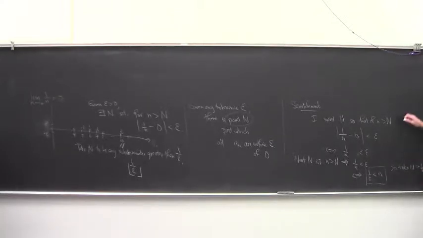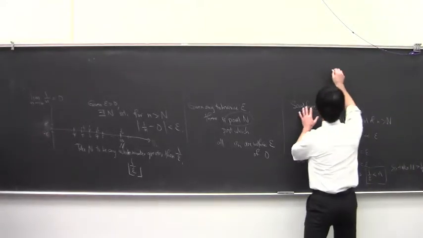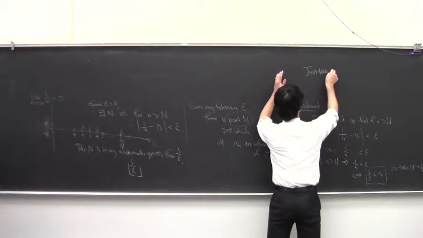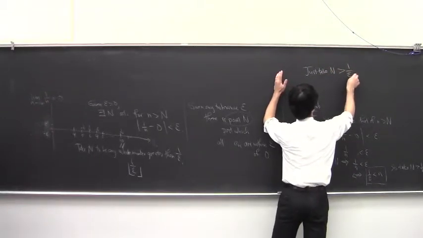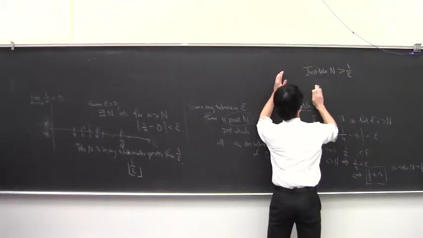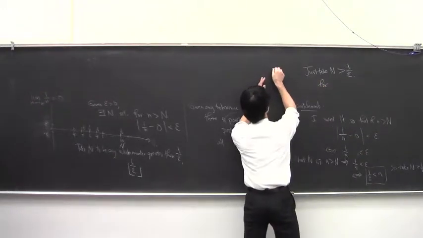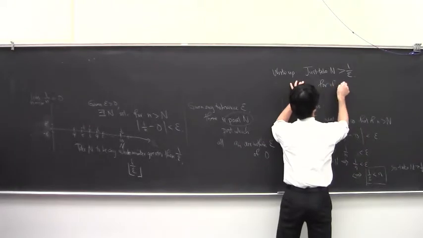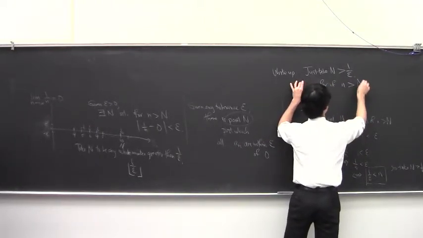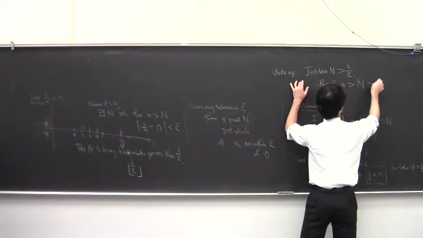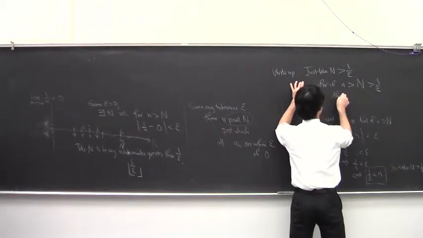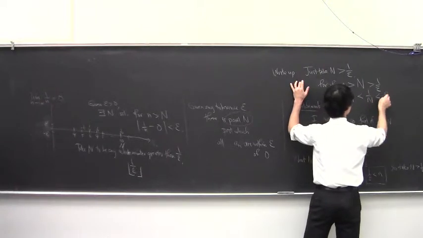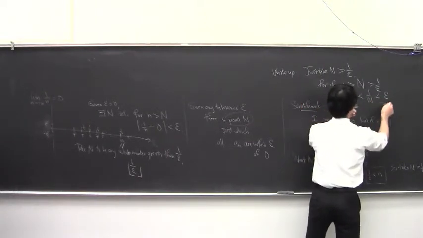Right? So you do some scratch work, and then you think, okay, and then you write it down. You say, just take n to be bigger than 1 over epsilon, for if n is bigger than capital N, which is bigger than 1 over epsilon, then 1 over n is less than 1 over capital N, which is less than epsilon, right? Which is what you wanted.